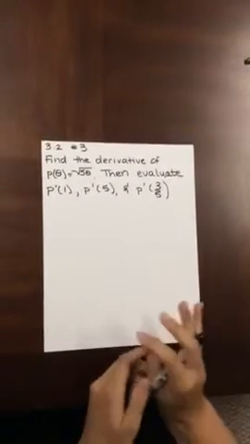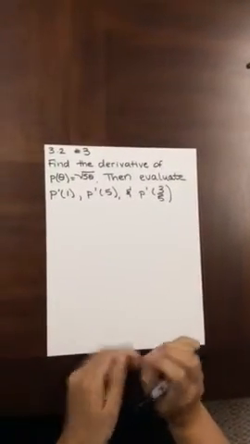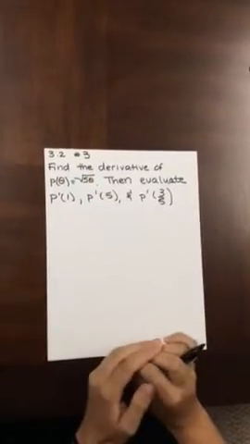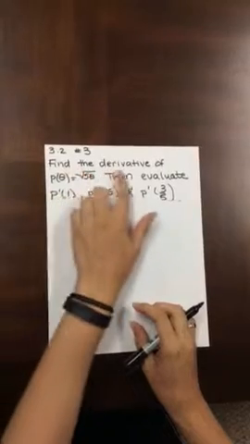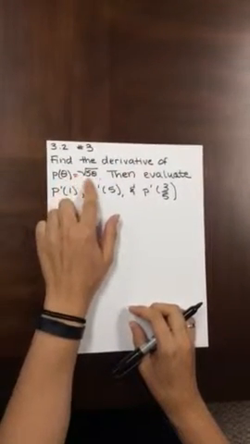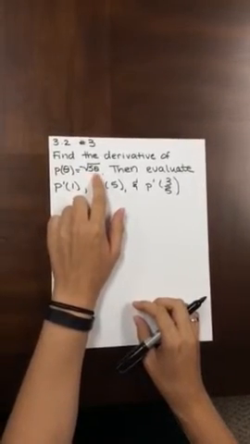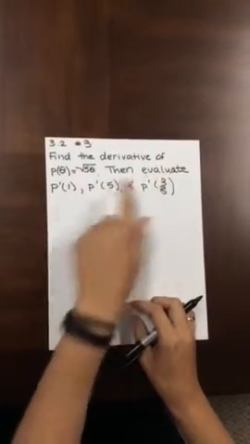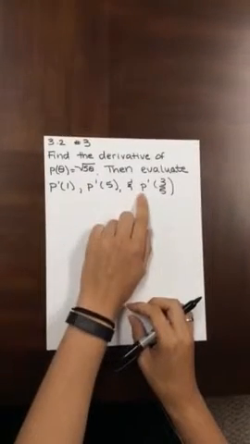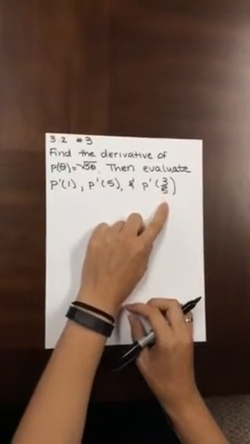For this week's video, I will be doing problem number 3 from section 3.2. And this problem states, find the derivative of P(θ) equals the square root of 5θ. Then evaluate P'(1), P'(5), and P'(3/5).